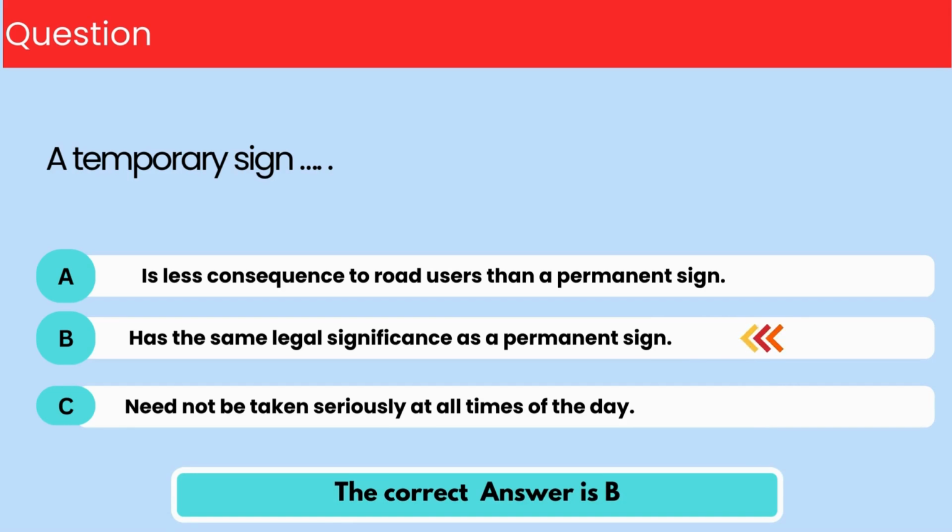A temporary sign holds the same legal authority as a permanent sign. It must be followed by road users, as it is used to convey important information or instructions, especially in situations like roadworks or detours.